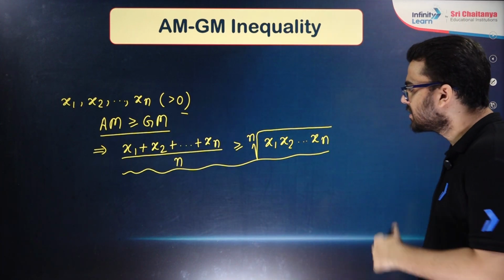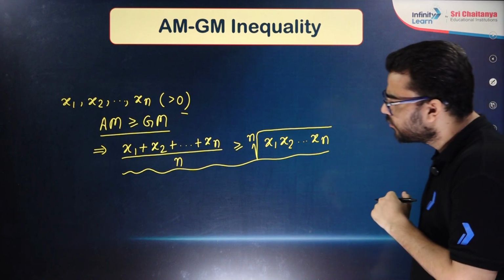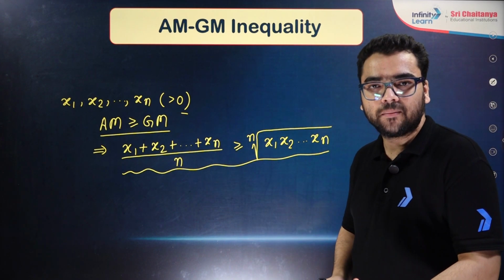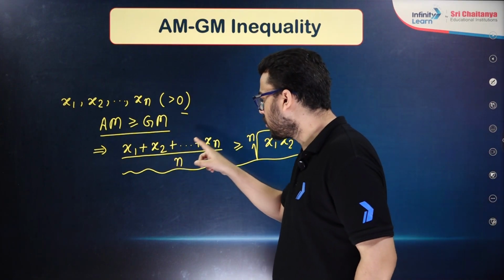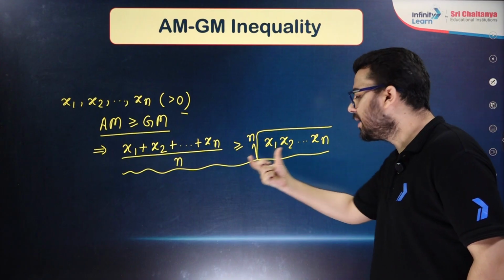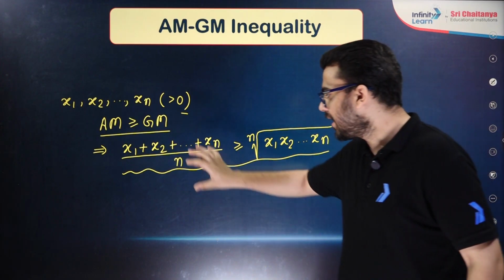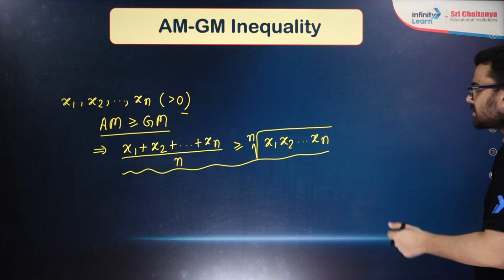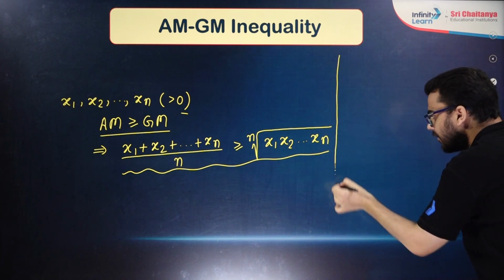So for two numbers specifically, and yeah, one more thing, the equality will hold when the numbers are equal. When you take x1, x2 and all of them to be equal to xn, then this equality will hold. Otherwise, AM will be greater than the geometric mean. Now for two numbers specifically, I will prove the result.